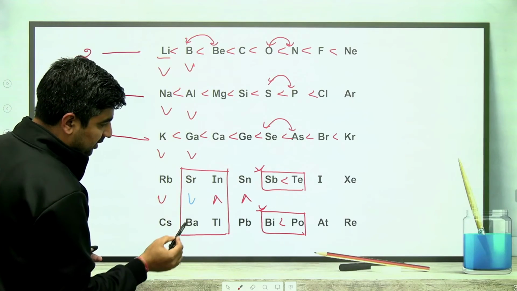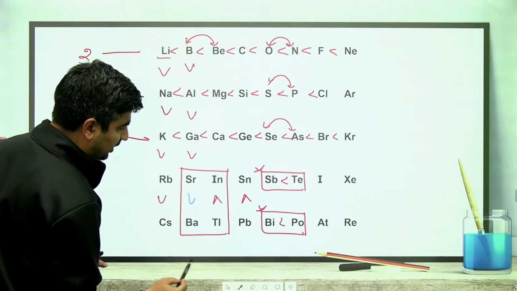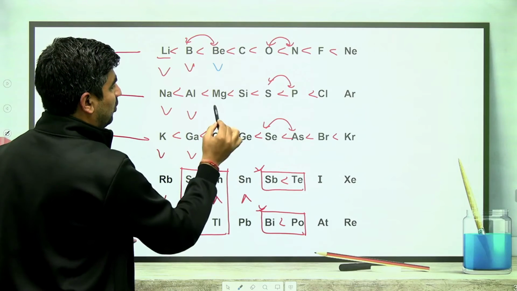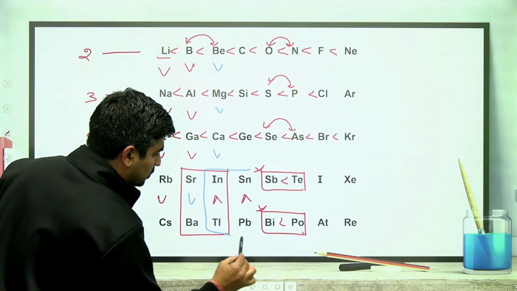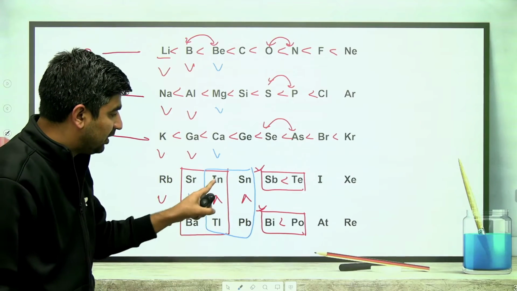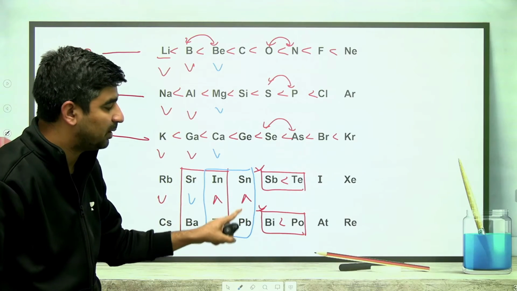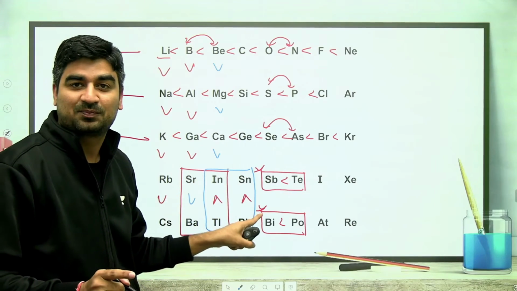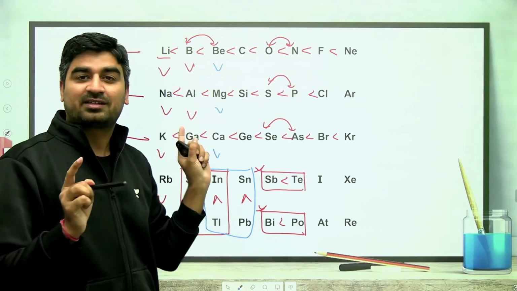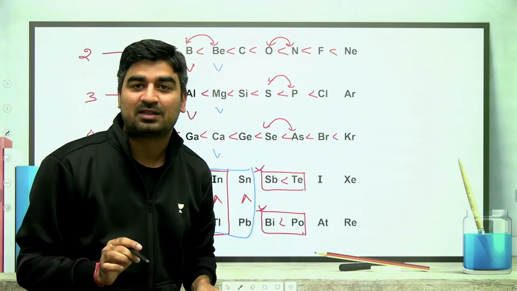When you are getting this order, again we have exceptions over here, and this will be followed everywhere except these two cases. Thallium will have more ionization energy than indium, and Pb will have more ionization energy than Sn. So remember these exceptions, okay guys, and now you can remember the complete periodic table.